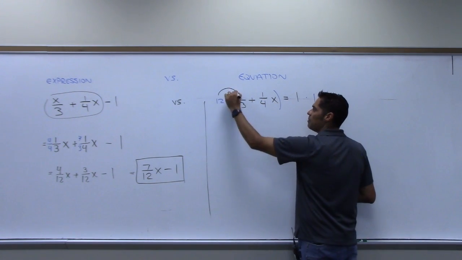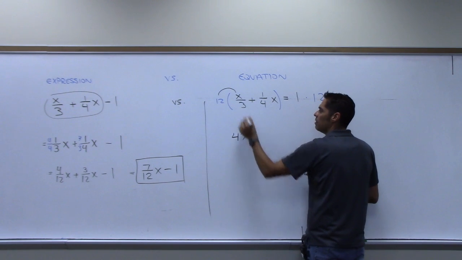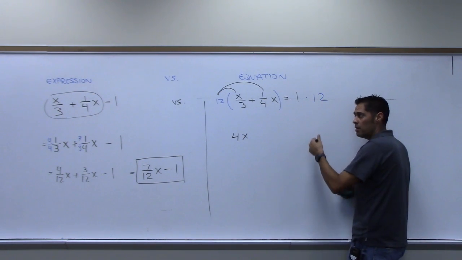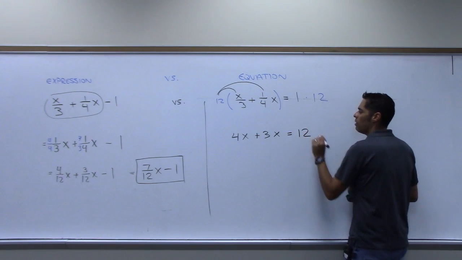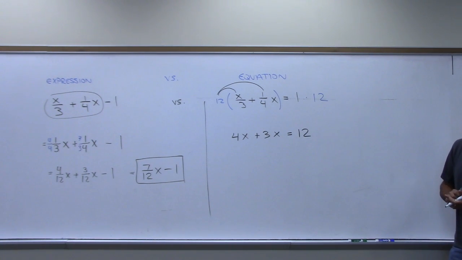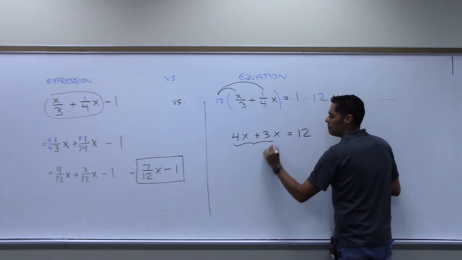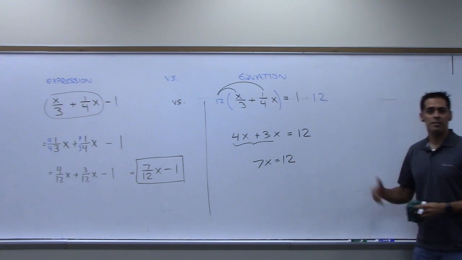And when we do this times this, the 12 divided by 3 becomes a 4x. And then over here, 12 divided by 4 would become a 3, and then you have an x, so plus 3x. On this side, 1 times 12 is 12. Then you could combine these two together. And finally, divide by 12.